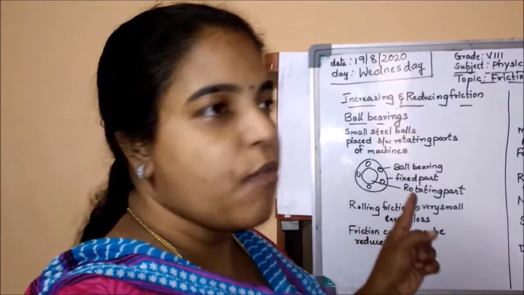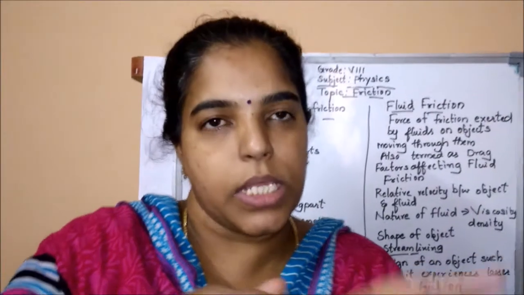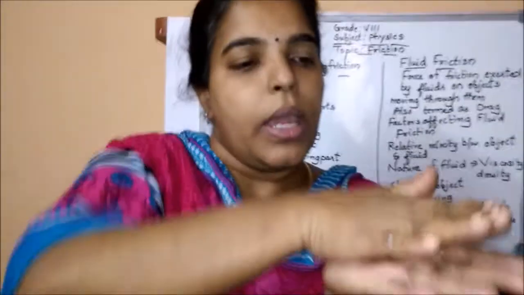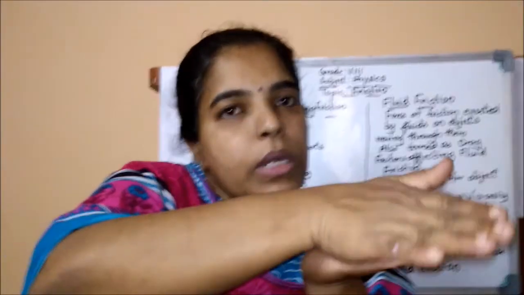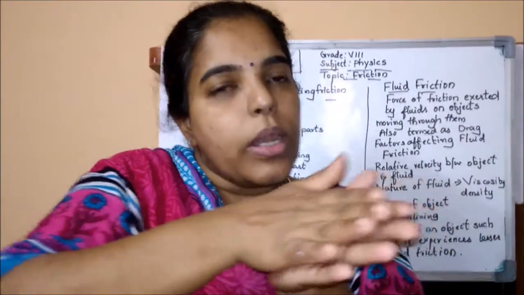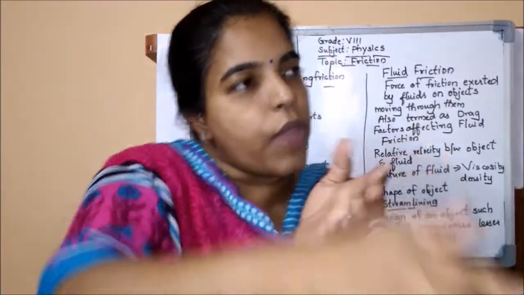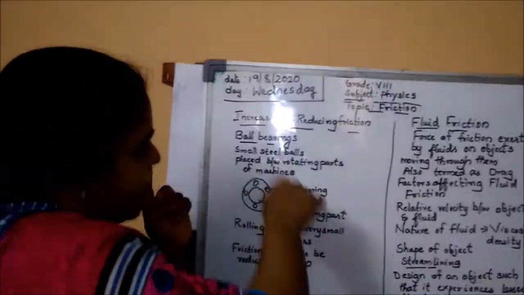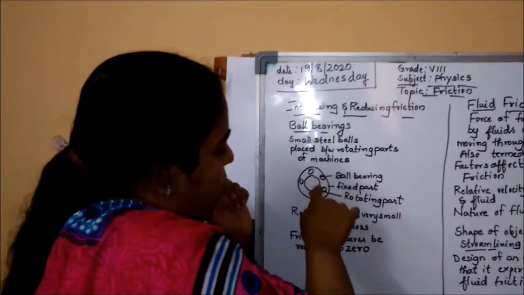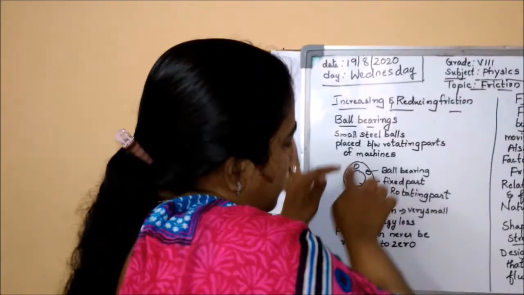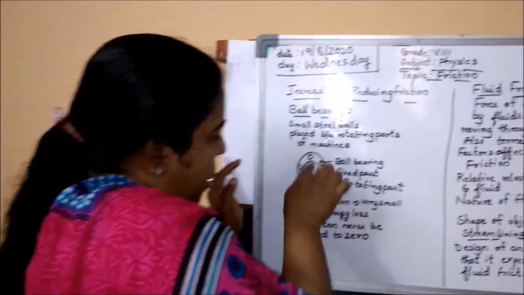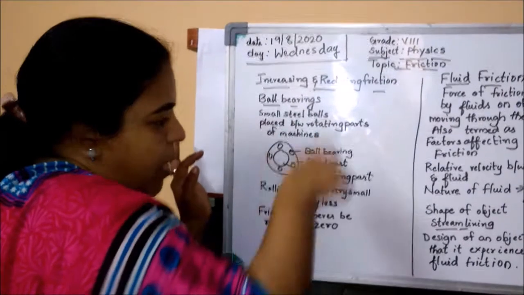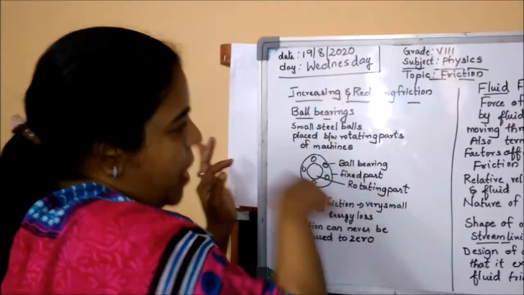For example, take one book. Suppose this is the book, and under this you keep a pencil. You roll. Easy to move, no? So it will move like this by rolling. Same way here, it is rotating. This is the only rotating point. This outer part will not move, it is fixed, so the inner part, the middle part, is the rotating part. This is the ball bearing.